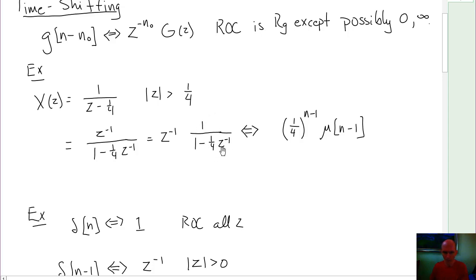Now we know what the inverse transform of this part is, right? It would be 1/4 to the n times the step function. Now since it's multiplied by z to the minus 1, it's shifted by 1. Instead of being (1/4)^n mu[n], we get (1/4)^(n-1) mu[n-1]. So this is really useful if we have extra z's, or if we need a z, we can always add it or take it away using the shifting property.